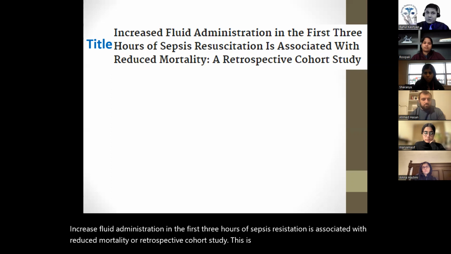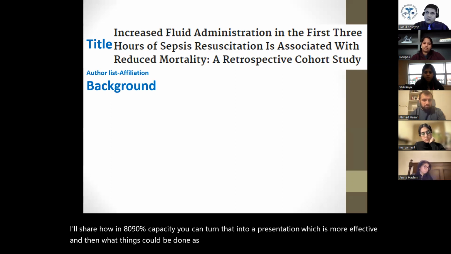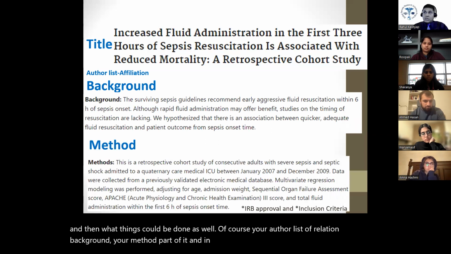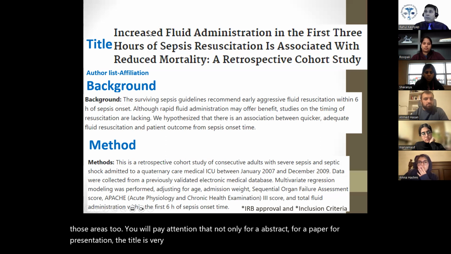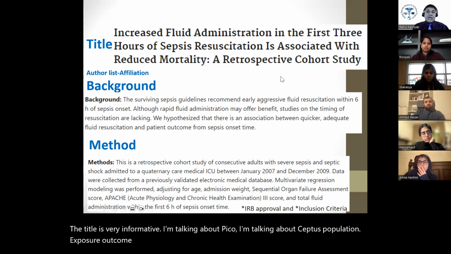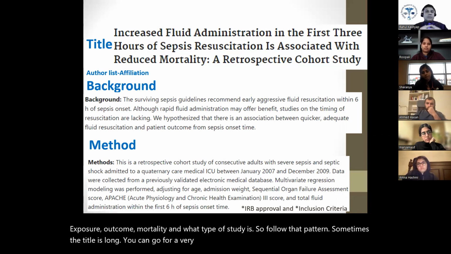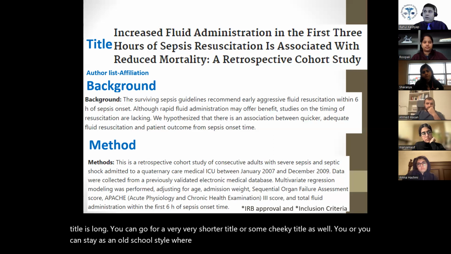This is just an example of an abstract, and then I'll share how, at 80-90% capacity, you can turn that into a presentation which is more effective, and what things could be done as well. Of course, there is your author list, affiliation, background, and your methods, and in the background you can include some of those areas too. You will notice that not only for an abstract, but for a paper and a presentation, the title is very informative. I'm talking about PICO: sepsis population, exposure, outcome, mortality, and what type of study it is. So follow that pattern. Sometimes the title is long. You can go for a much shorter title or a cheeky title as well. You can stay old school, giving an informative title for that matter.